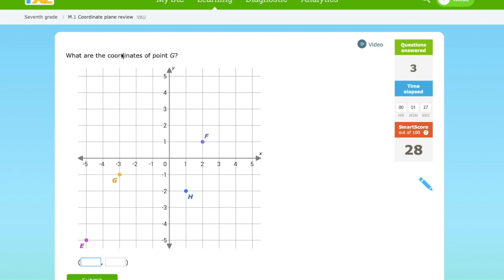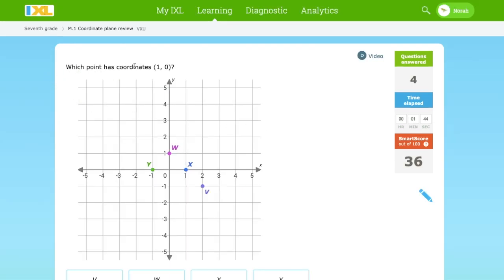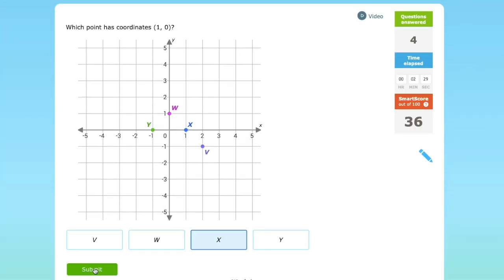Okay, what are the coordinates of point G? On the x-axis it's -3 and on the y-axis it's -1. Correct. Which point has coordinates 1, 0? Let's see. Looks like X has that. This point has the coordinates 1, 0. We'll choose X.